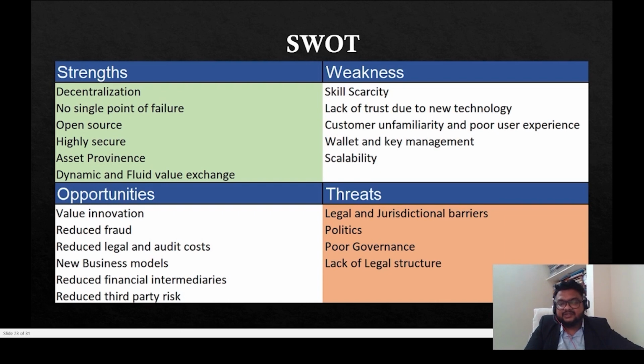Threats will be legal and jurisdictional barriers, because there can be laws which prevent you from making cryptocurrency transactions. Political diplomacy can play a great role as a threat. Poor governance, because there is no law, there is nothing. So if you are defrauded by the system, nobody is going to help. So, lack of legal structure; there is no legal structure or law now.